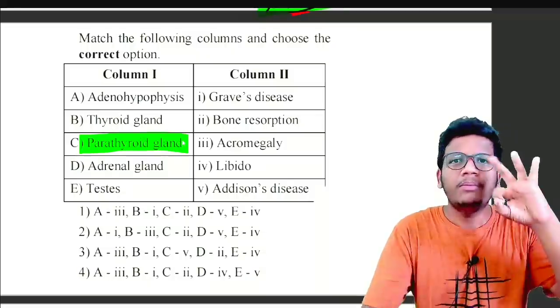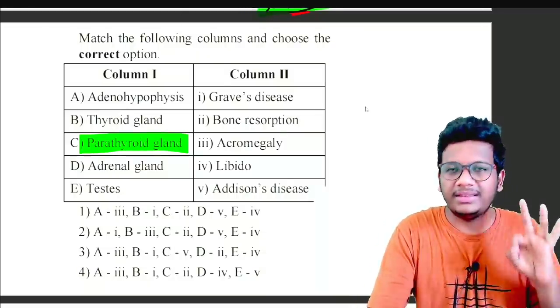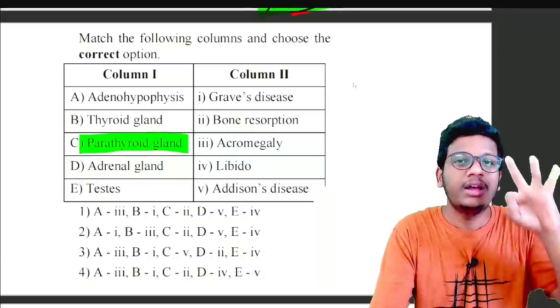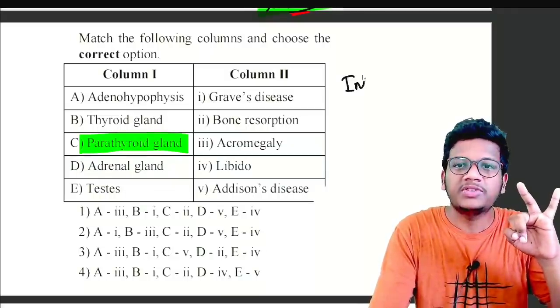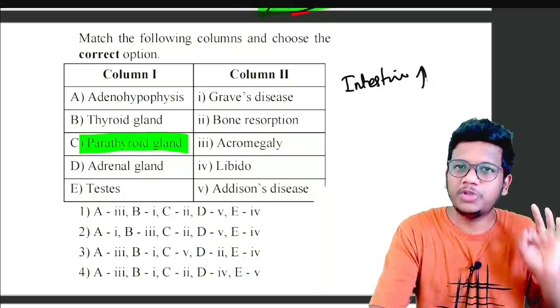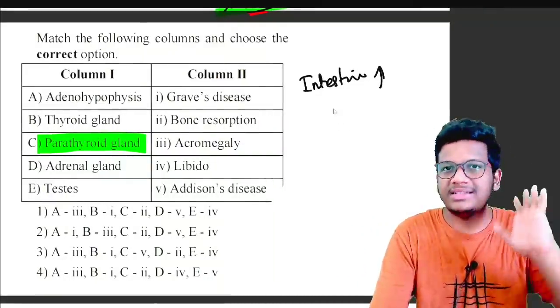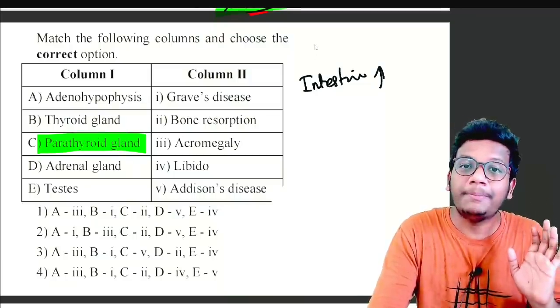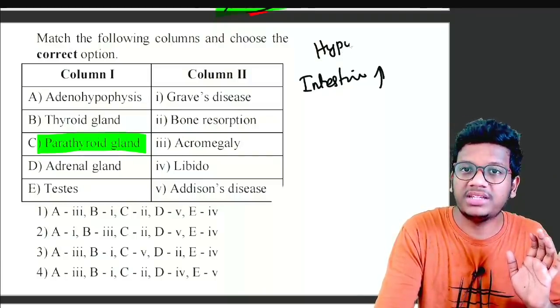And it regulates at three levels. The parathyroid gland regulates at three levels. One is at the level of the intestine, where it increases the absorption of calcium from the intestine. That is the first function. It is a hypercalcemic hormone. I will teach you guys, it's a very important thing.